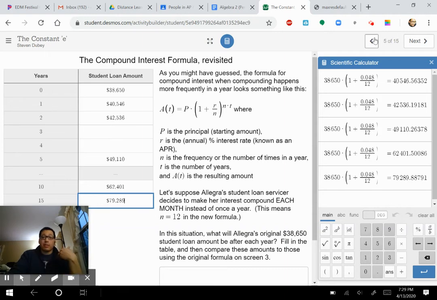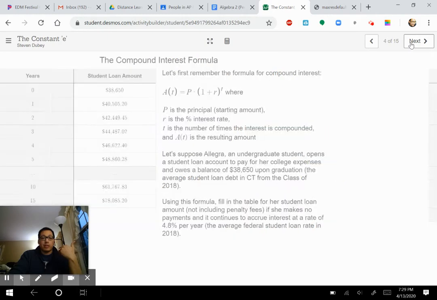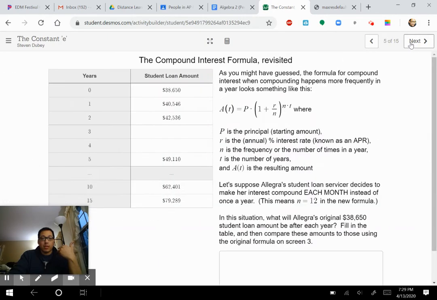Now it's 79,000. In other words, because of this compounding every month, she owes an extra $1,000 because of the small amount of incremental interest building on interest that happens from switching to monthly.